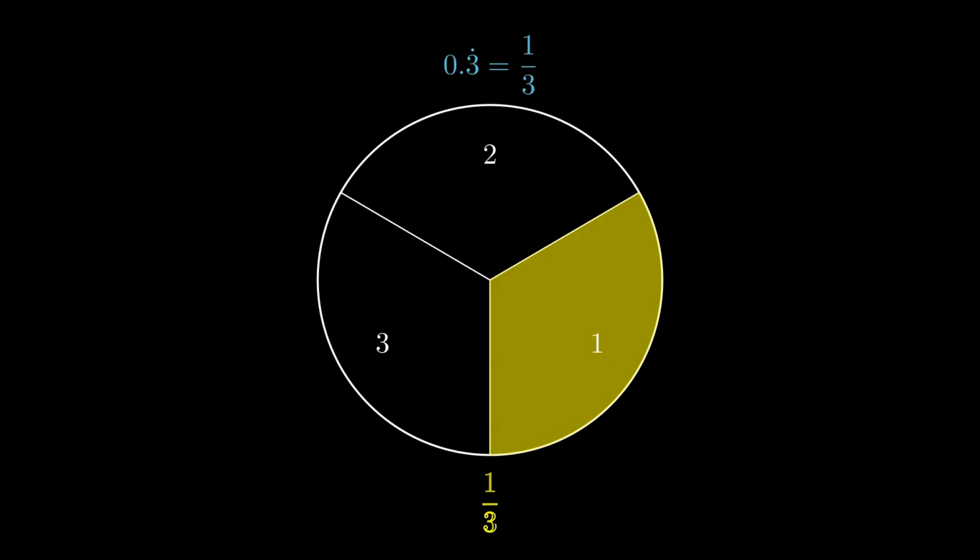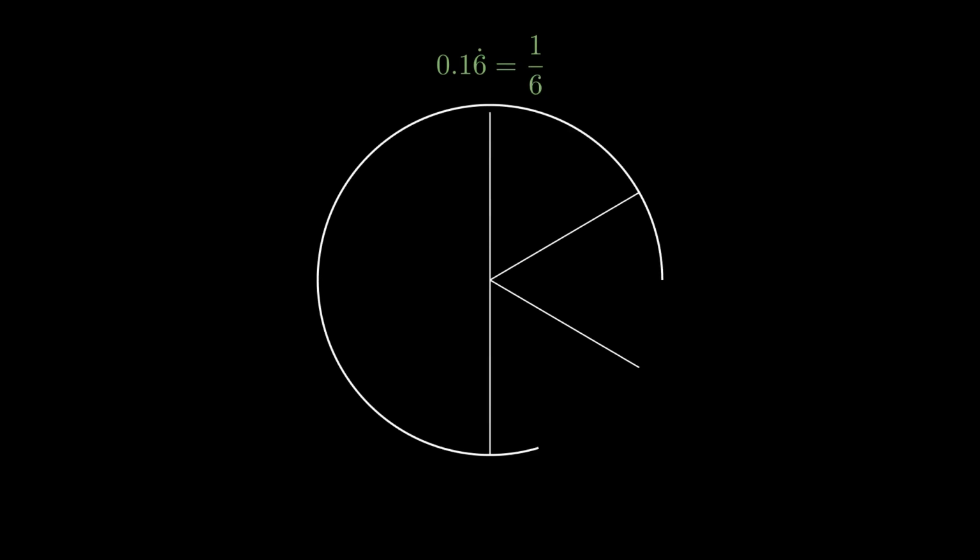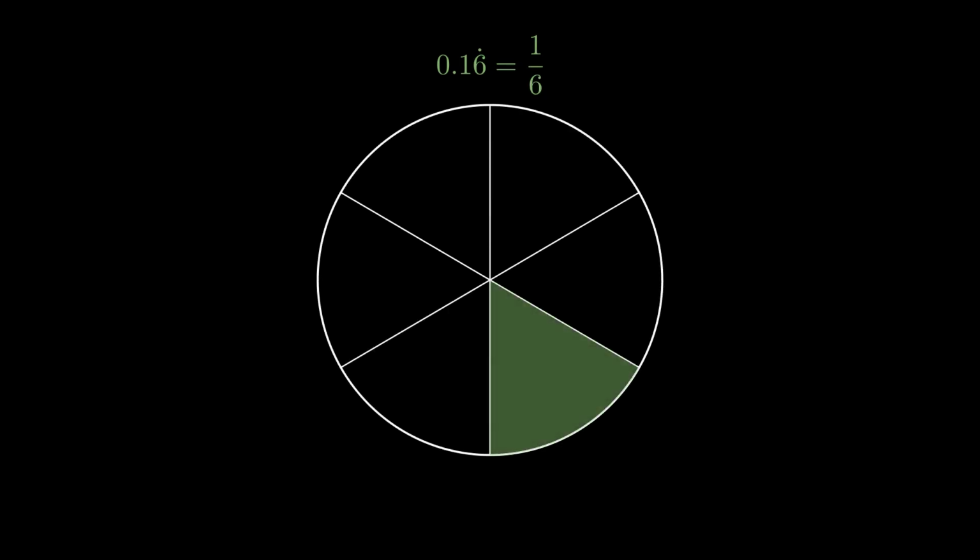In other words, visually it is a clean single slice of pizza, which is 1/3, but in base 10 decimal notation, it becomes an infinitely extending 0.3 recurring. They are precisely the same number. This time, let's divide the pizza into 6 equal slices. One slice is represented by the fraction 1/6.